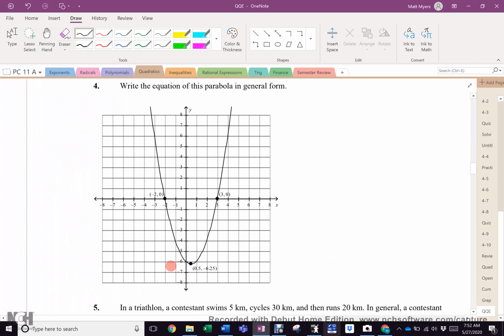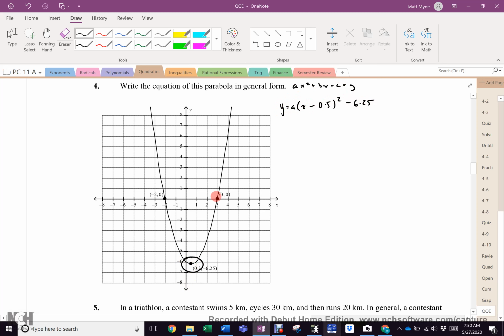What is the equation of this parabola in general form? General form is, of course, ax squared plus bx plus c equals y. So I get to get to that form. I have a vertex, so I could use vertex form, which is y equals a times x minus 0.5 squared minus 6.25.